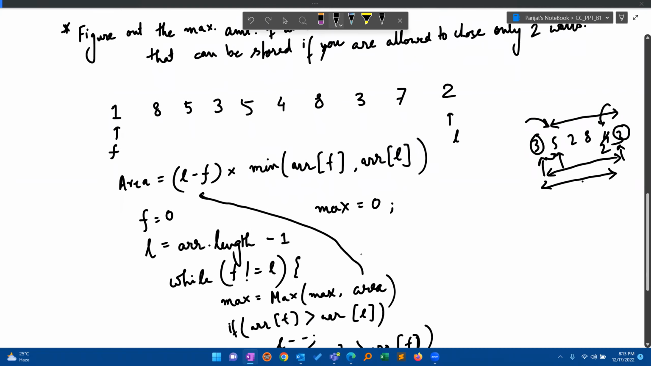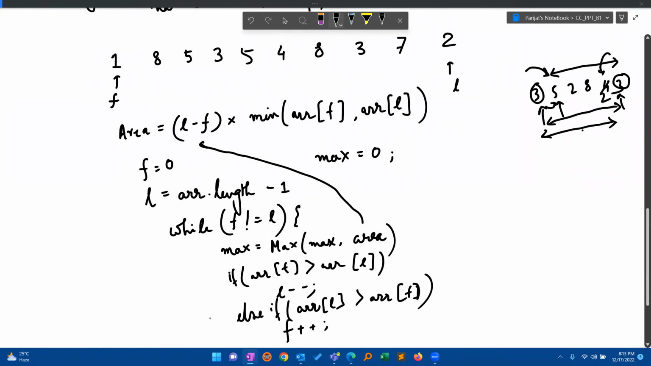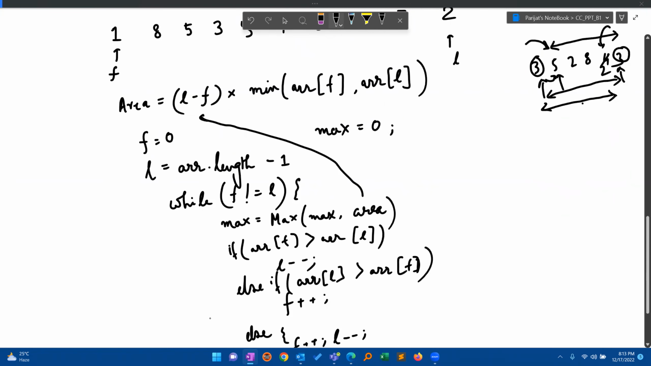So we are updating the max here itself, right? There is a question of where the max is getting updated. We are updating it here itself: max equal to Math.max of max and area. That can obviously be done in 2 steps. You find the area and then you check if area is greater than max, max equal to area, something like that.